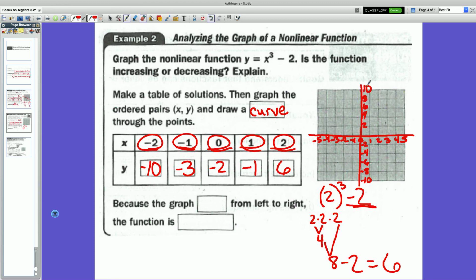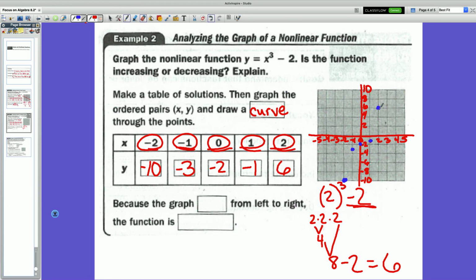All right? So now I'm going to plot my points. I'm going to change colors so it's easier to see. So I'm going to go left 2, down 10, so I'm here. Then I'm going to go left 1, down 3, so like in the middle there. Then I'm going to stay and go down 2, so right there. Then I'm going to go right 1 and down 1, so in the middle, right there. And then I'm going to go right 2, up 6, so I'm up here.